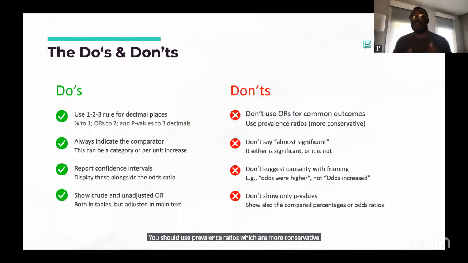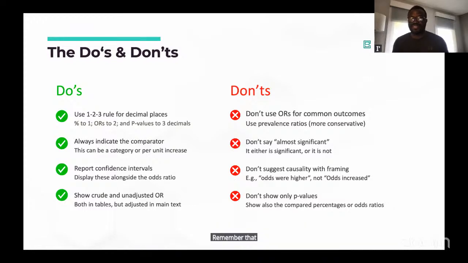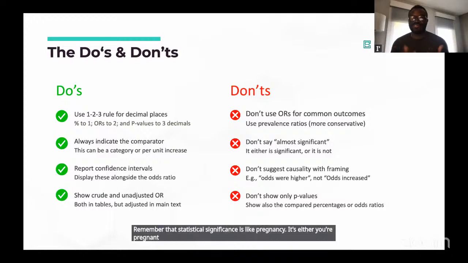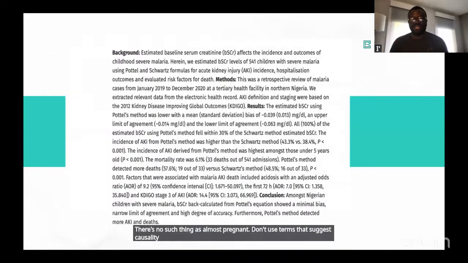Avoid saying things like "almost significant." Remember that statistical significance is like pregnancy. Either you're pregnant or not. There is no such thing as almost pregnant. Don't use terms that suggest causality, and don't show only p-values, right?